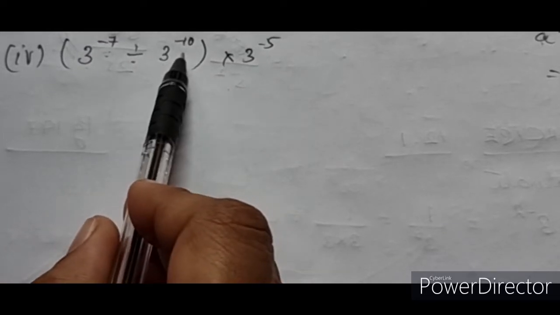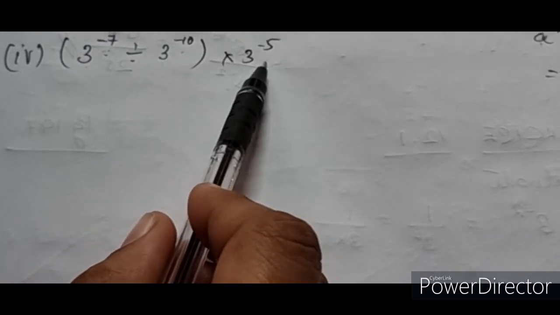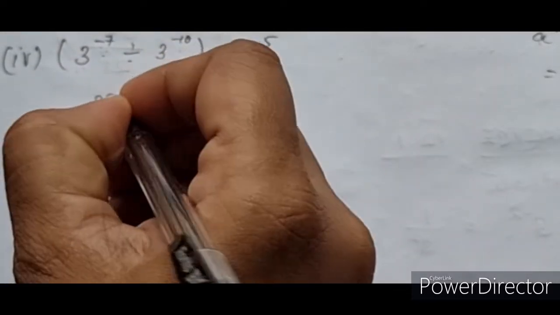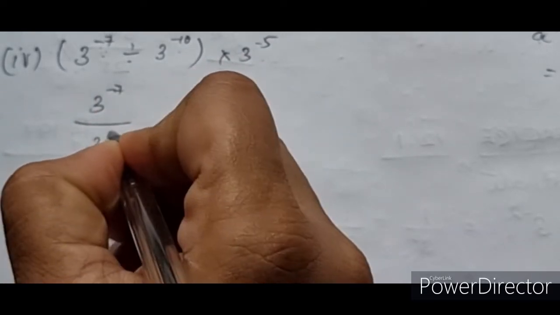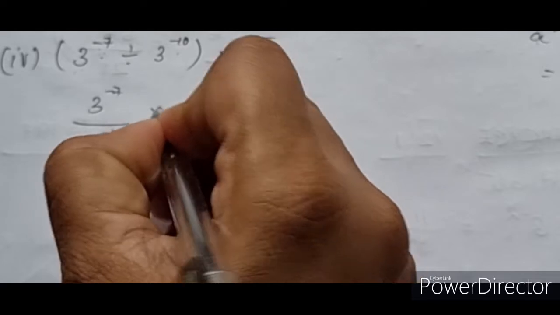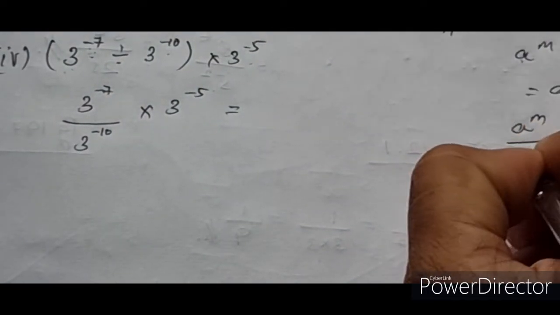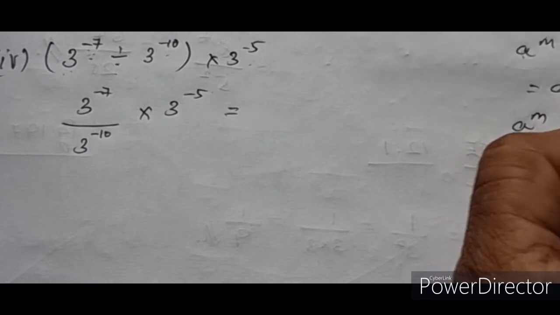Now let's see the next subdivision. 3^(-7) divided by 3^(-10) × 3^(-5). 3^(-7) divided by 3^(-10) can be written as 3^(-7) divided by 3^(-10), then × 3^(-5). So here this is again the a^m divided by a^n formula, which is nothing but a^(m-n).